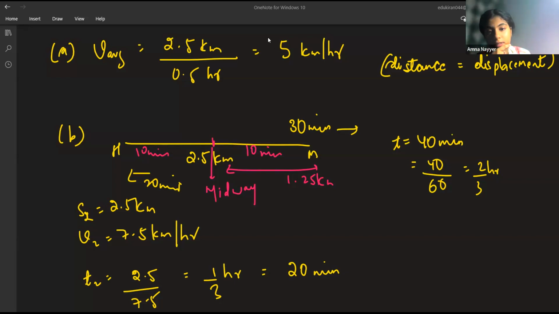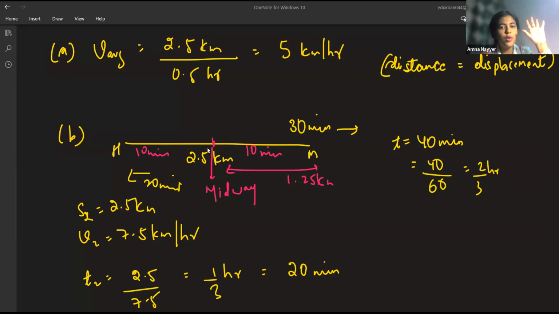Yes, class. Total separation is 2.5. Half of it, midway, will become what? 1.25. Why is this not clear to all of you? 1.25. Yes, Afnan. Good. See, this is home. The person went here. He was returning here.